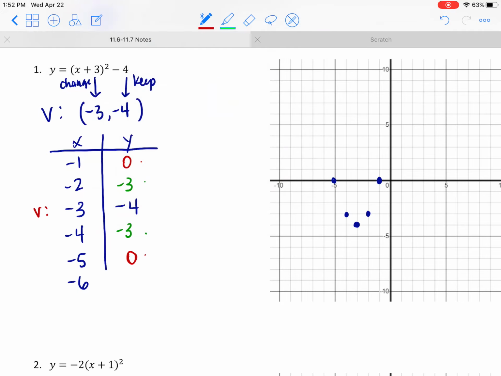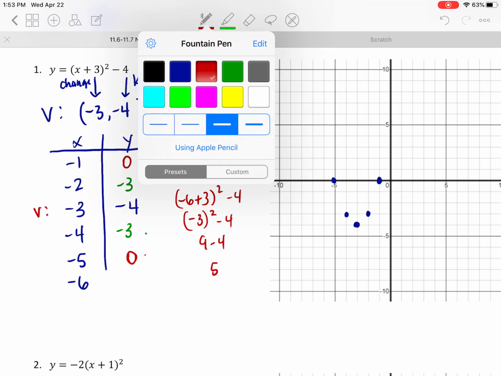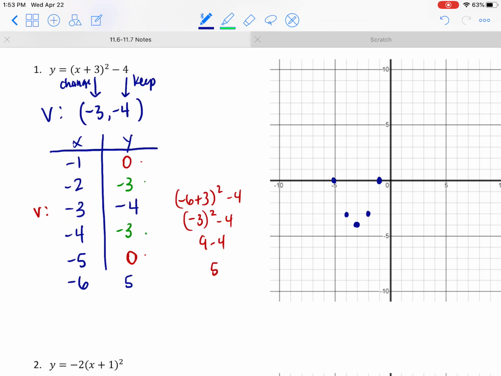Now if I wanted to go one more out in my table, just because I can see it's going to end up crossing the y-axis on the next point, let's say I put one more point in here, -6. If I plug in -6, -6 plus 3 squared minus 4, -6 and 3 would be -3. If I square that, I get 9, and 9 minus 4 is 5. So if I get 5 here, at -6, I can go up to 5, and because this graph is symmetric, at 0, I can go up to 5 as well. So now I have a really nice set of points to connect and make this picture.